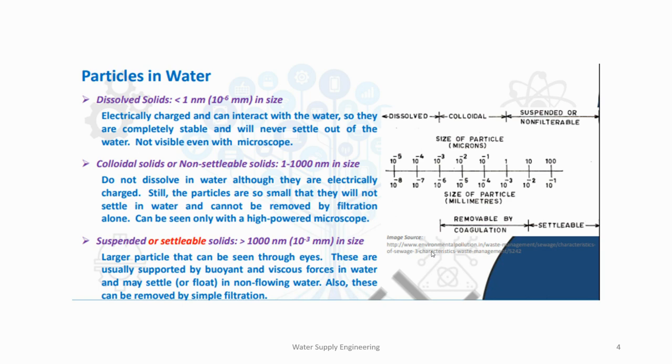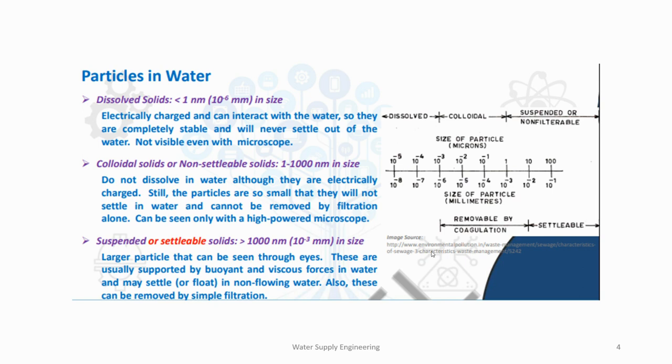If we see the different particles in water, depending upon their size, they are classified into three: dissolved solids, colloidal solids, and suspended solids. The first category, dissolved solids, is of size less than 1 nanometer, and they get completely mixed with the water and become stable. So it's difficult to settle them out from the water or to view them through a microscope.